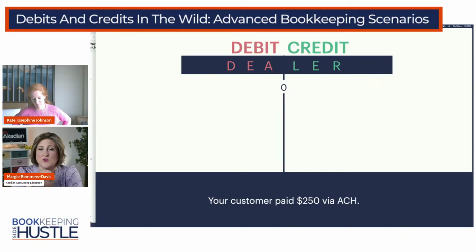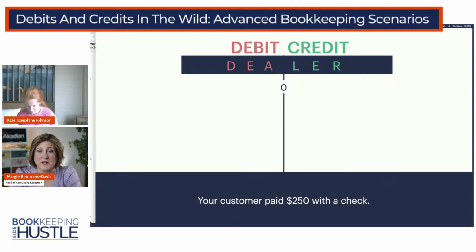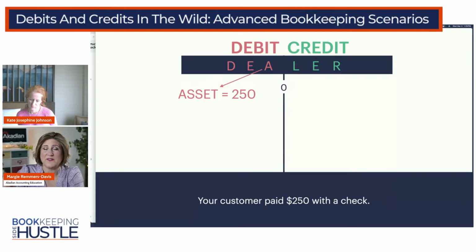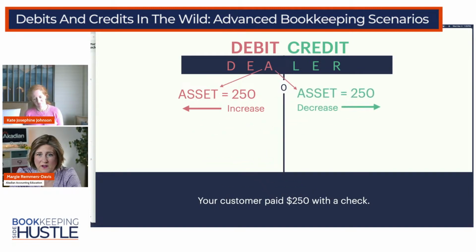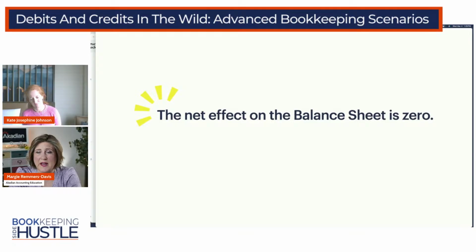Okay. So instead of your customer paying via ACH, which went directly into the checking account, now we're going to say your customer paid with a check, which means it's going to go into this holding place. So the check is not going into the checking account, but that holding place is still an asset, because it's still stuff that you own. Even if it's an envelope stuffed with cash, that's still an asset, even though it's not a checking account. So that's going to behave the same way.